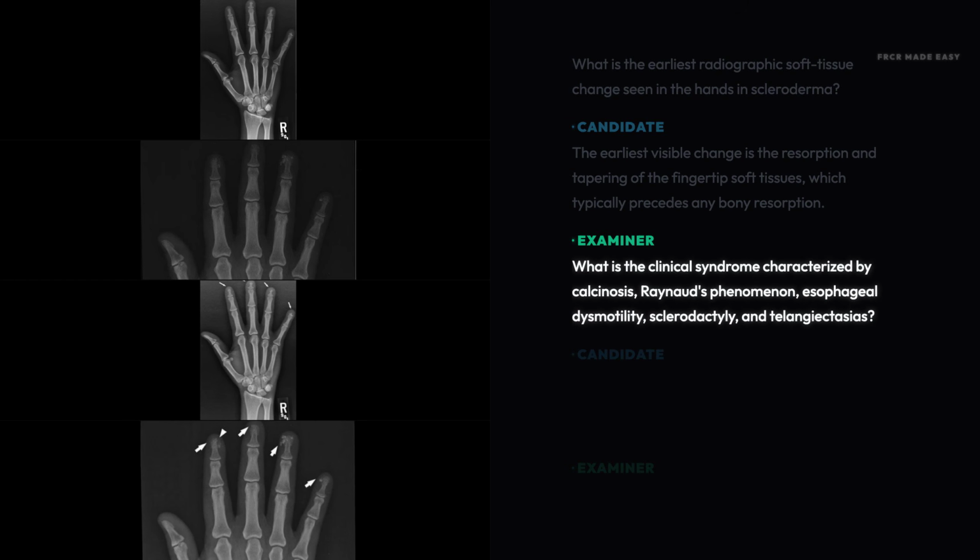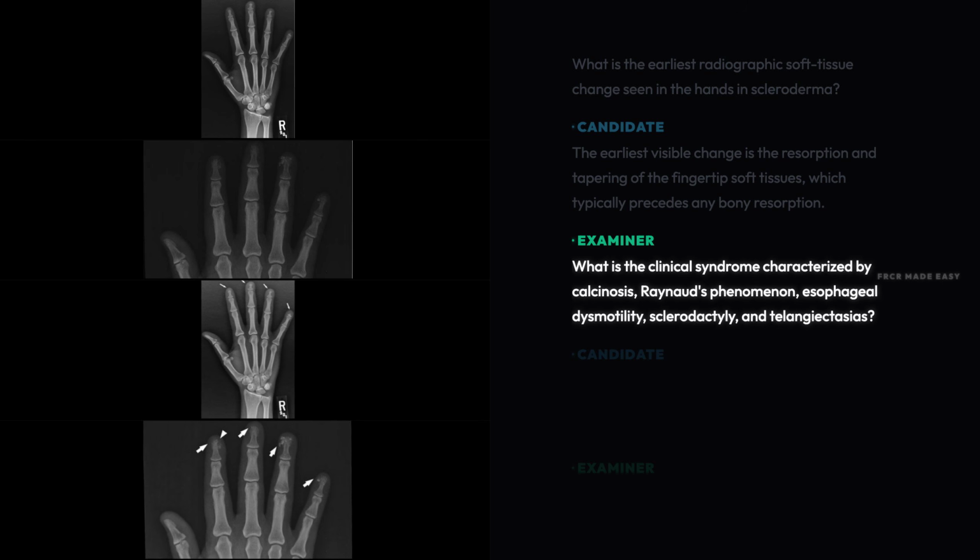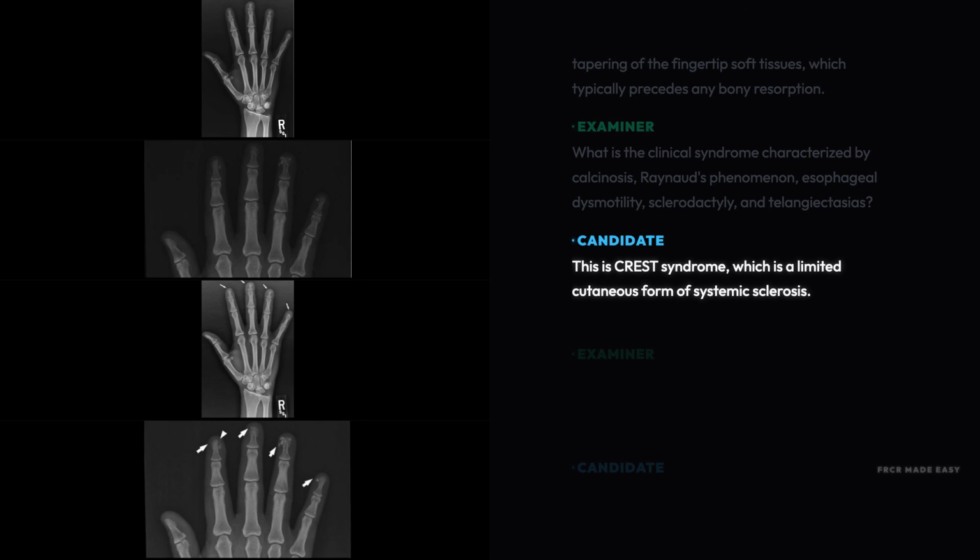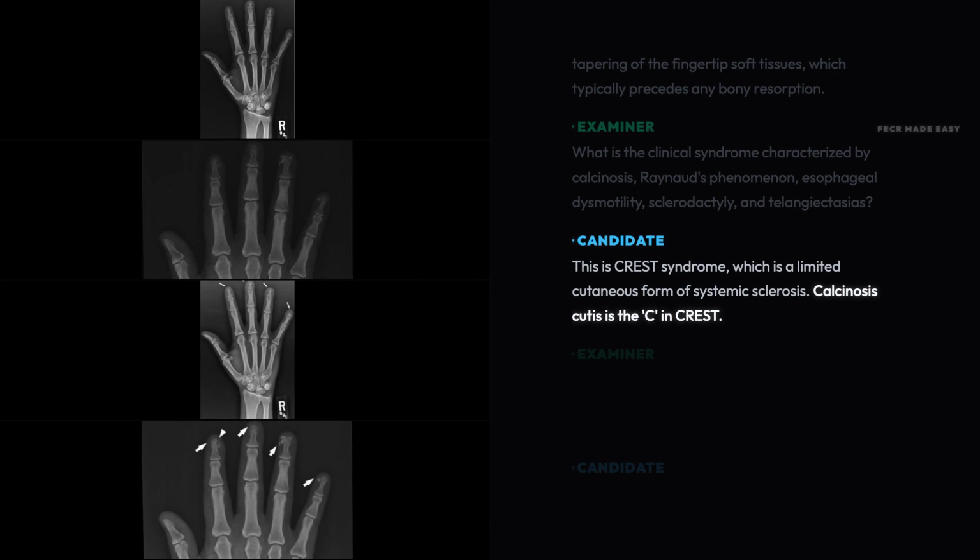What is the clinical syndrome characterized by calcinosis, Raynaud's phenomenon, esophageal dysmotility, sclerodactyly, and telangiectasias? This is CREST syndrome, which is a limited cutaneous form of systemic sclerosis. Calcinosis cutis is the C in CREST.